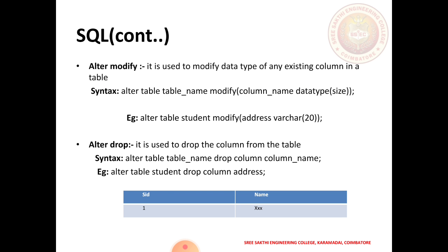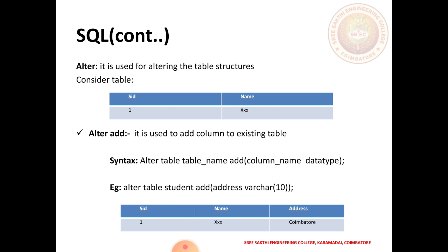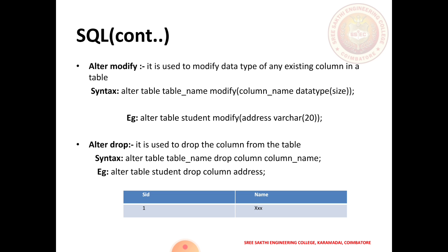Next one, alter modify. In alter modify, we are not altering the data present inside the database, only modifying the memory size. In the previous example, address was varchar of 10. By using alter modify, we can increase the number of bytes. So address becomes varchar of 20.